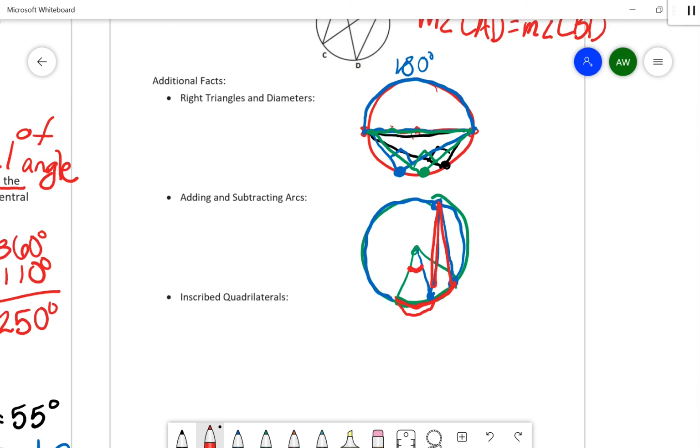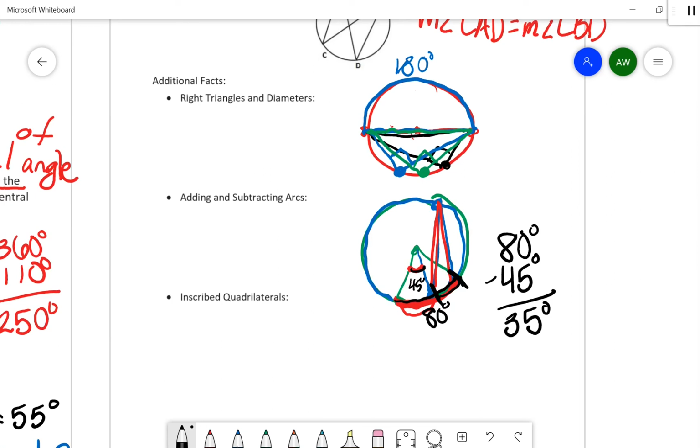Let's put some numbers on this and just do a really quick example. If I know that this minor arc is, let's say, 80 degrees, and if I know that this central angle is 45 degrees, then if I want to get this arc, this section, I would just do 80 minus 45. And I should get 35 degrees. So that means that this small section is 35 degrees. So I know that this central angle is 35 degrees.